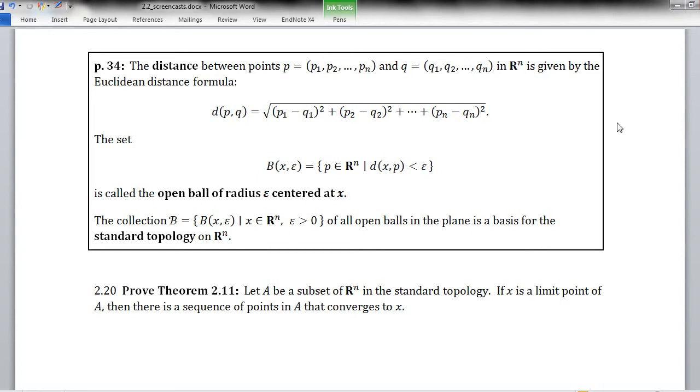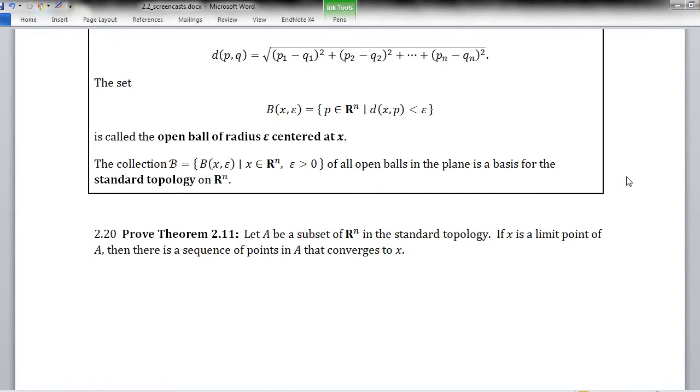Let's recall the standard topology on Rn. We have a distance between 2 points in n-dimensional space, given as usual by the square root of the sum of the squares of the differences of coordinates. And from using that distance, we can form the open ball of radius epsilon centered at x, which is just the set of all points p whose distance from x is less than epsilon. And the collection of all such open balls is a basis for the standard topology on Rn, n-dimensional Euclidean space.